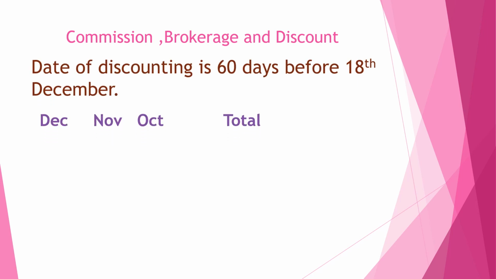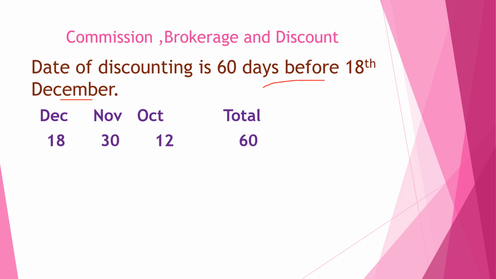So date of discounting is 60 days before the 18th December. December, November and October will go back, because since they are asking us to calculate before, whenever you calculate you need to go reverse back, correct? So I'm going in reverse, then 18, 30, 12. So how many days do we have? 60 days, because we need to calculate that. So we have the 18 days, correct?